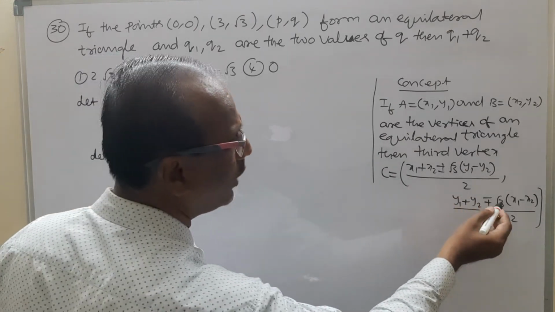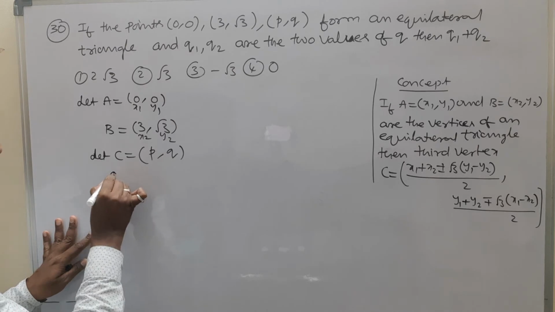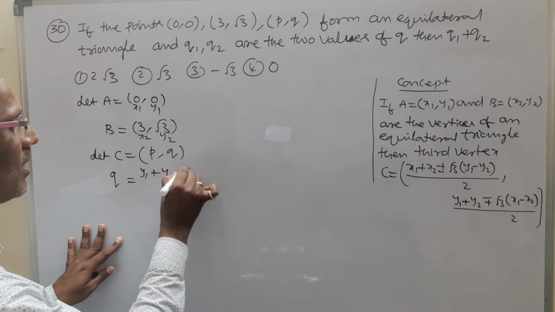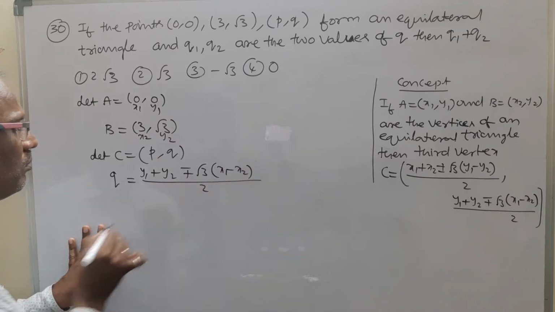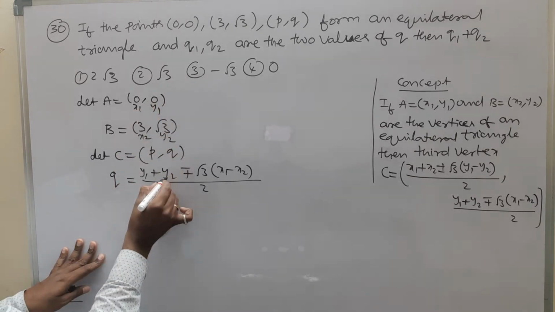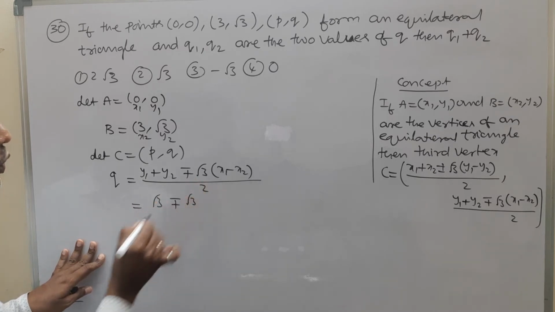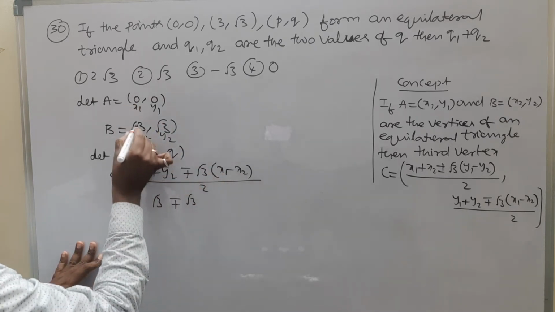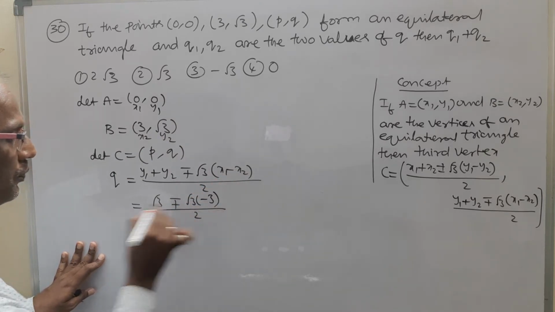To apply the y coordinate formula, p is the x coordinate, q is the y coordinate. q is equal to (y1 + y2 minus or plus root 3 into (x1 minus x2))/2. This is the y coordinate formula. Here y1 equal to 0, y2 equal to root 3. So 0 plus root 3 minus or plus root 3 into (x1 minus x2). x1 is 0, x2 is 3, so (0 minus 3)/2.